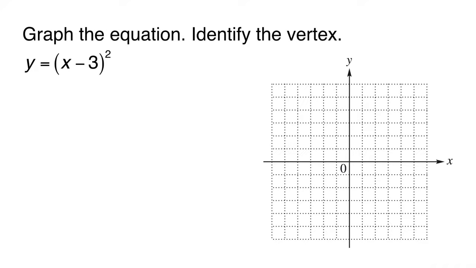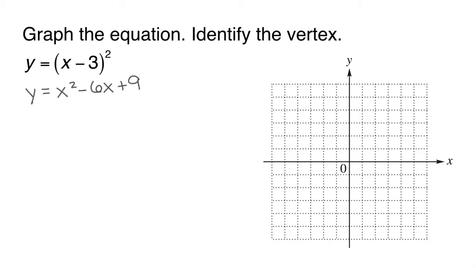Graph the equation. Identify the vertex. Y equals the quantity x minus 3 squared. In order to identify the vertex, let's first rewrite this equation by squaring the right side. We have y equals x squared minus 6x plus 9.